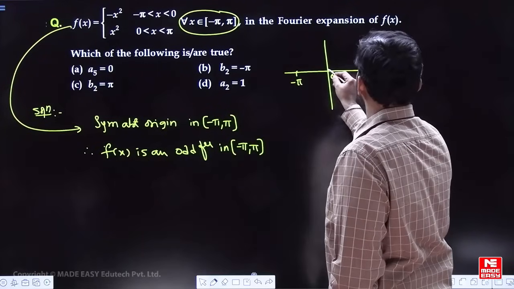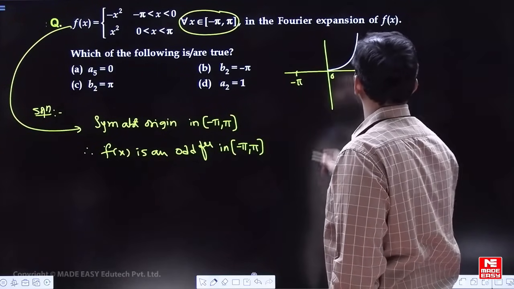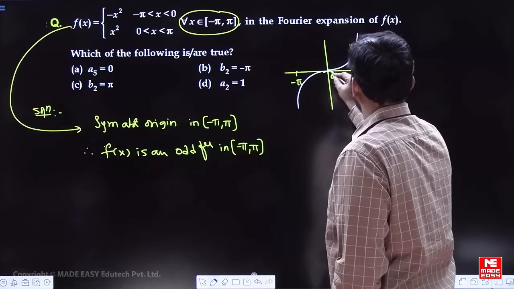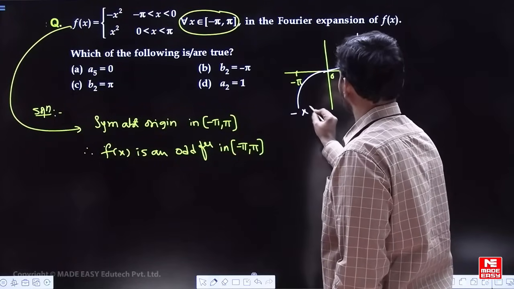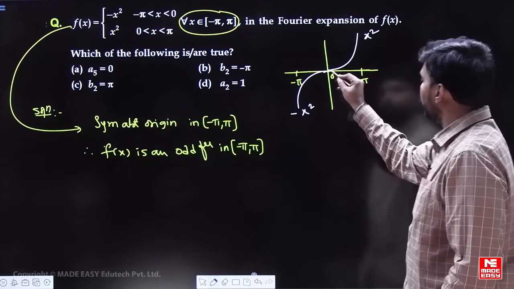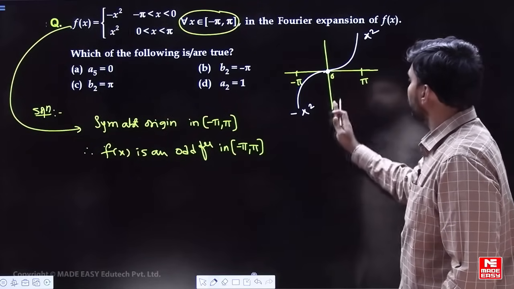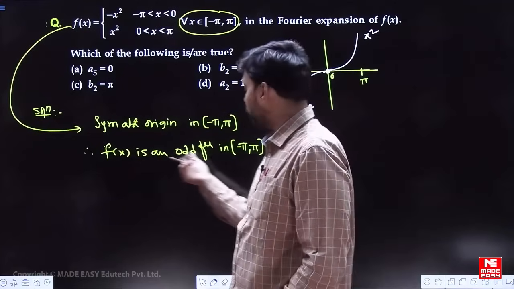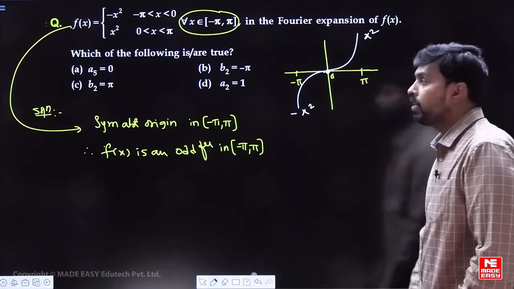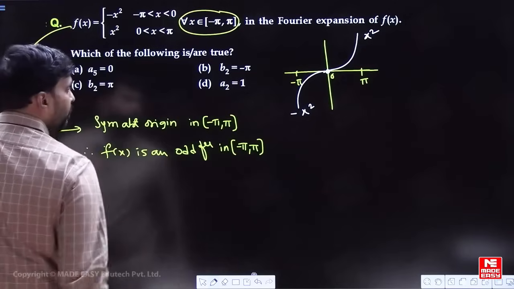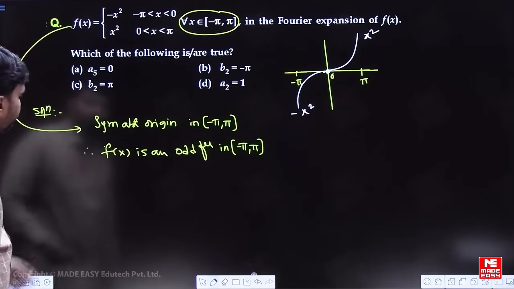So this is the parabola, okay, this is 0 to pi. And this is a parabola that is minus pi here, right? So this is minus x square and this is plus x square here. This is the graph. It is very clearly seen that it is symmetric about origin here. Therefore, it is an odd function in the interval minus pi comma pi. Okay, right.